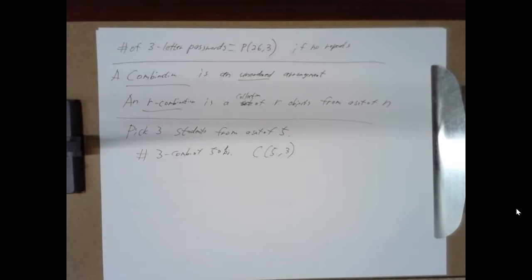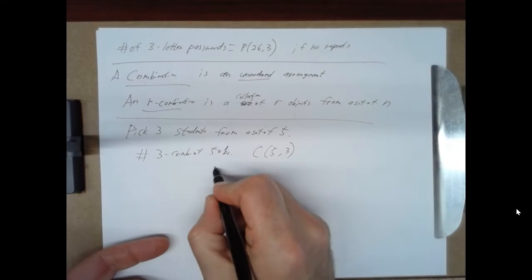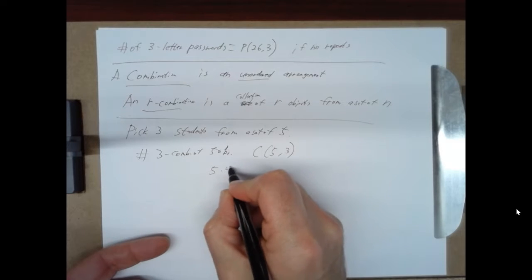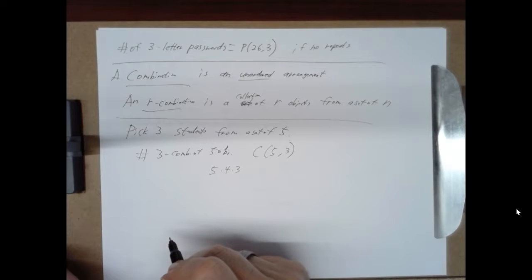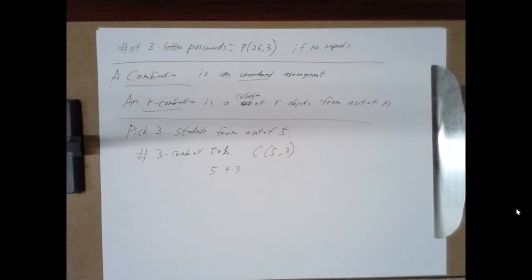And we can use the same kind of logic. So we can pick the first student from a set of 5. So there's 5 ways to pick the first. There's 4 ways to pick the second. There's 3 ways to pick the third. But if we pick students A, B, C, that's the same combination as if we pick students A, C, B, or B, C, A, or B, A, C, or C, A, B, or C, B, A. Those are all the same combination.